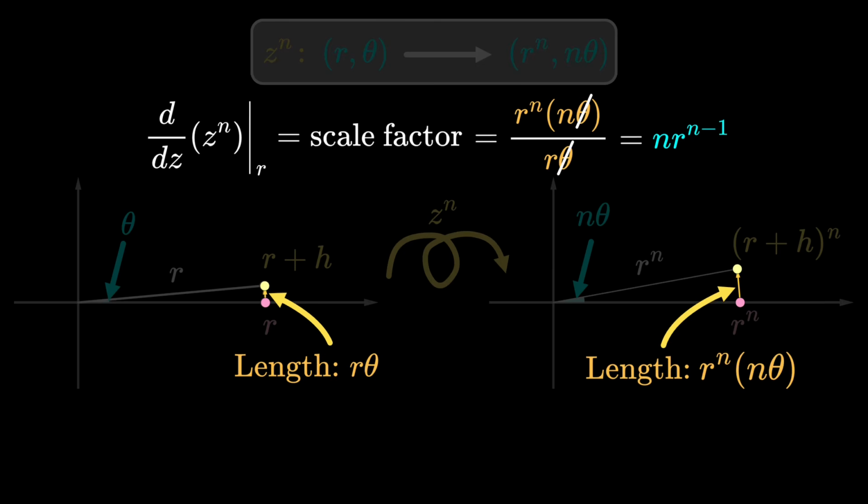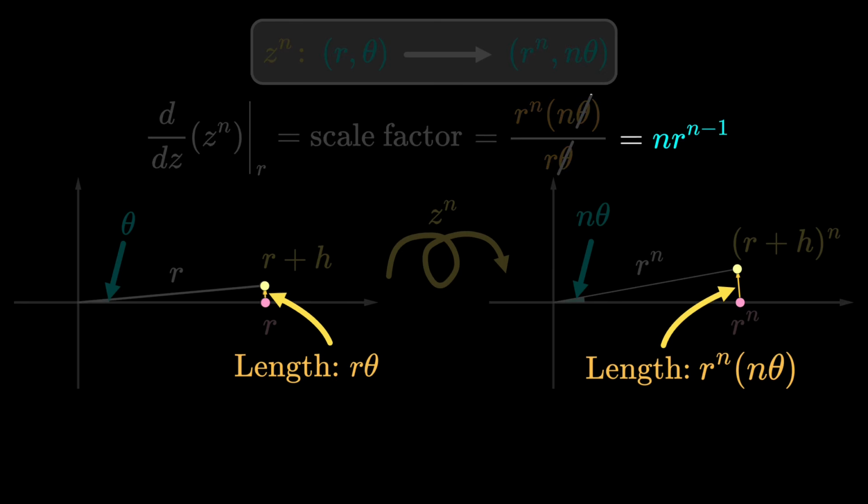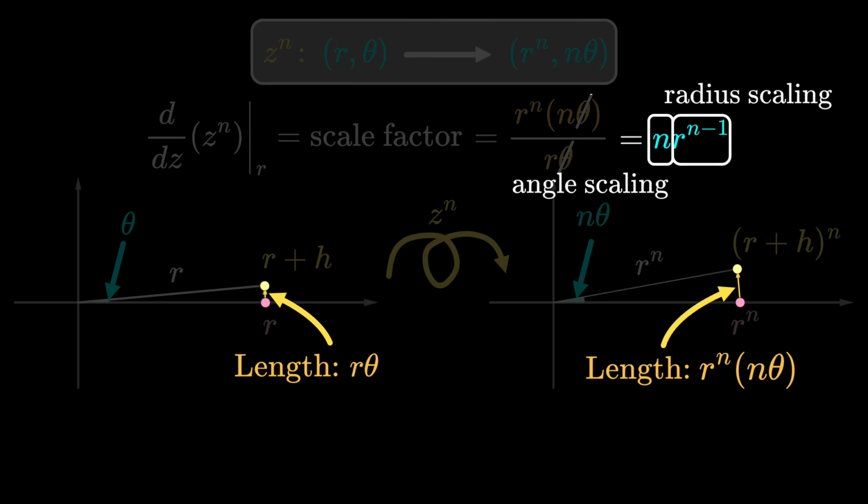What I like about this is that each part of the expression has a meaning. The factor n comes from scaling the polar angle, and the factor r to the n minus 1 comes from scaling the radius from r to the n.